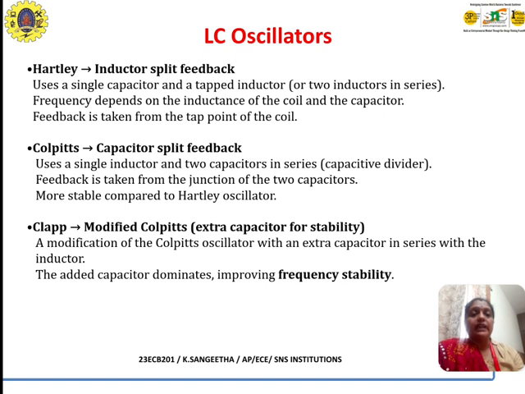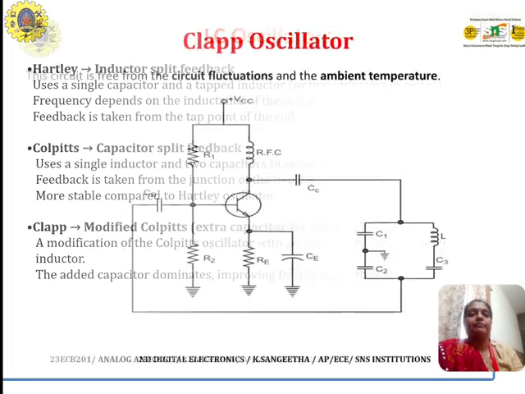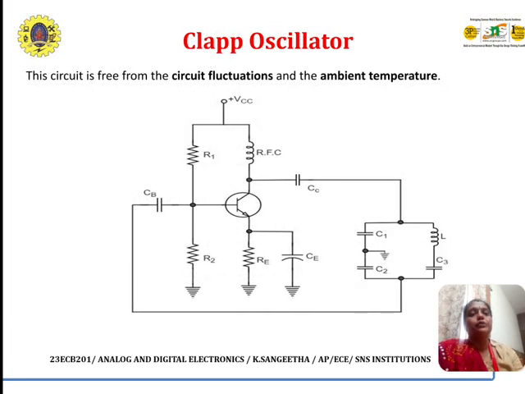The Clapp oscillator is a modified version of the Colpitts oscillator. This is the circuit diagram of the Clapp oscillator. The main advantage of the Clapp oscillator is that it is free from circuit fluctuations and temperature effects. This circuit looks like the Colpitts oscillator, but it is a modified version of it.